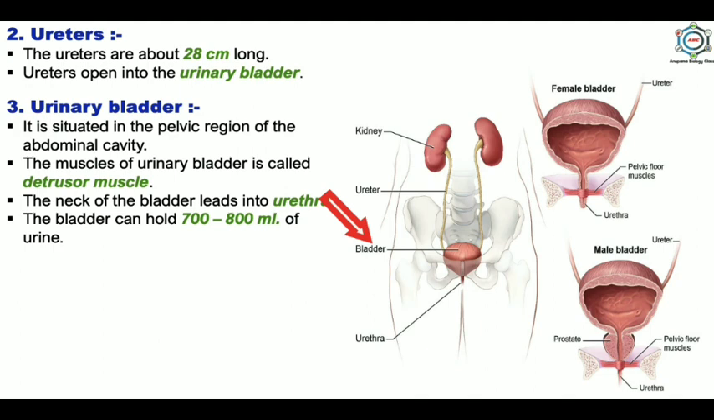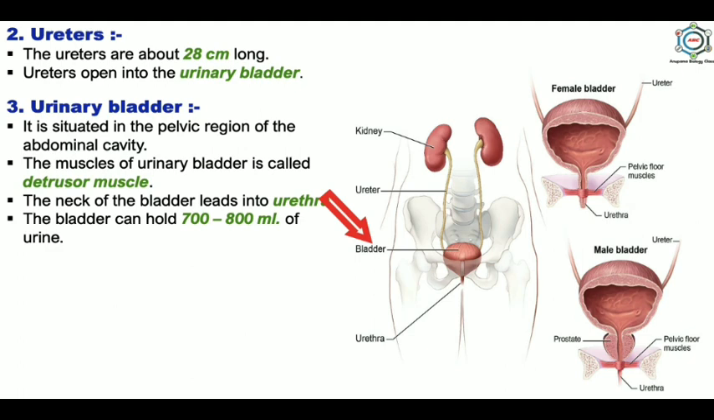You can see in the picture the female bladder and male bladder separately. It is situated in the pelvic region of the abdominal cavity. The muscle of the urinary bladder is called the detrusor muscle. The neck of the bladder leads into the urethra, and the bladder can hold 700 to 800 ml of urine. The neck of the bladder is guarded by two rings of muscle fibers which are sphincters. Both the sphincters must relax to let urine pass out from the bladder.